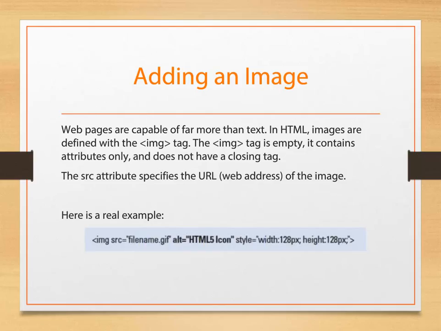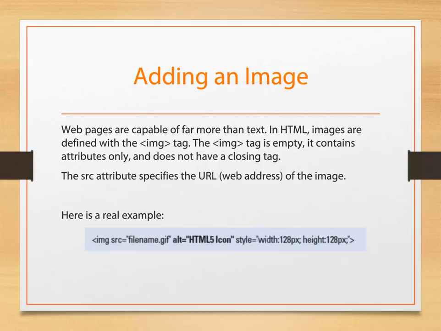Web pages are capable of far more than text. In HTML, images are defined with the image tag. The image tag is empty. It contains attributes only and does not have a closing tag. If you refer back to your Unit 3 readings, you will see the source attribute specifies the URL, the web address of the image.